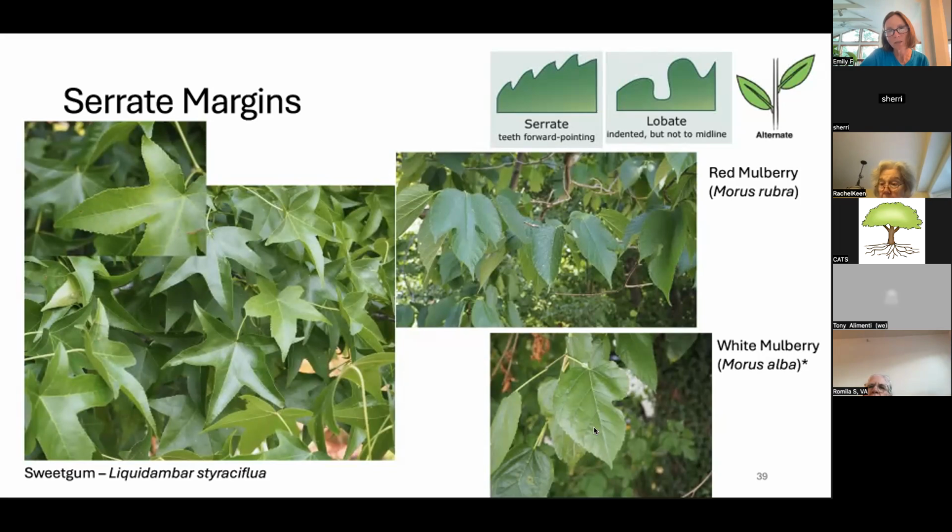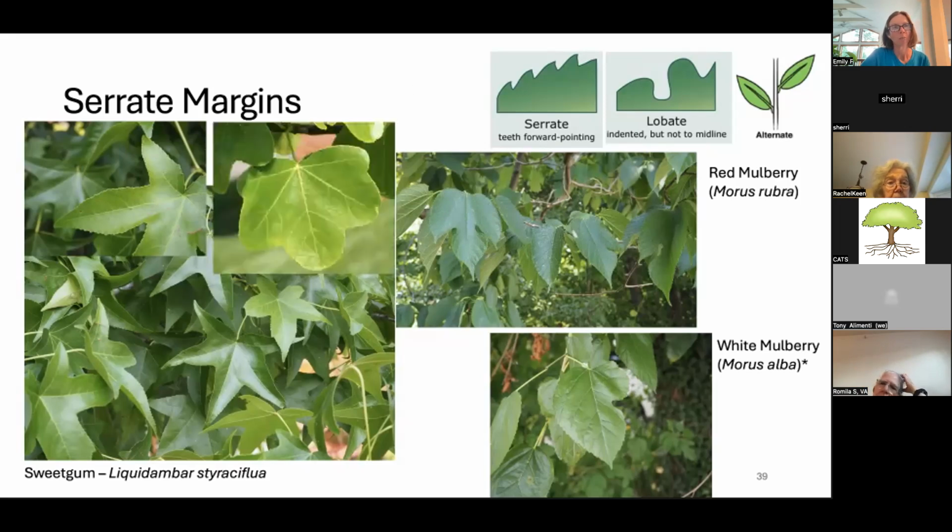The white mulberry is easier to identify because it usually has a shiny surface on the top of the leaf. The red mulberry is not going to be shiny. In fact, it's going to be a lot more like that elm that we just looked at, very rugose and sandpapery. While you're out doing your own tree ID, you might run across a leaf that looks like this.